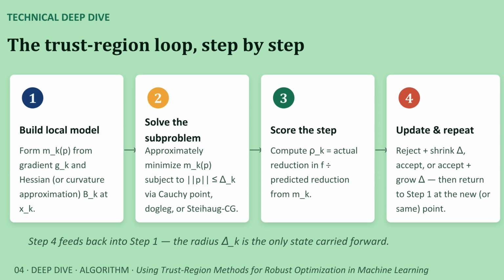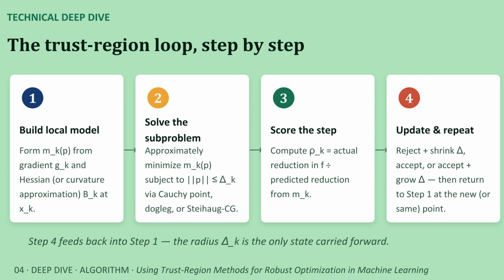Reject and shrink, accept and hold, or accept and grow. And then we're back to step 1, at the new or possibly the same point. Here's the detail worth sitting with. The only piece of state carried across iterations is that single scalar, delta sub k, the trust radius. Everything else is recomputed fresh each time.